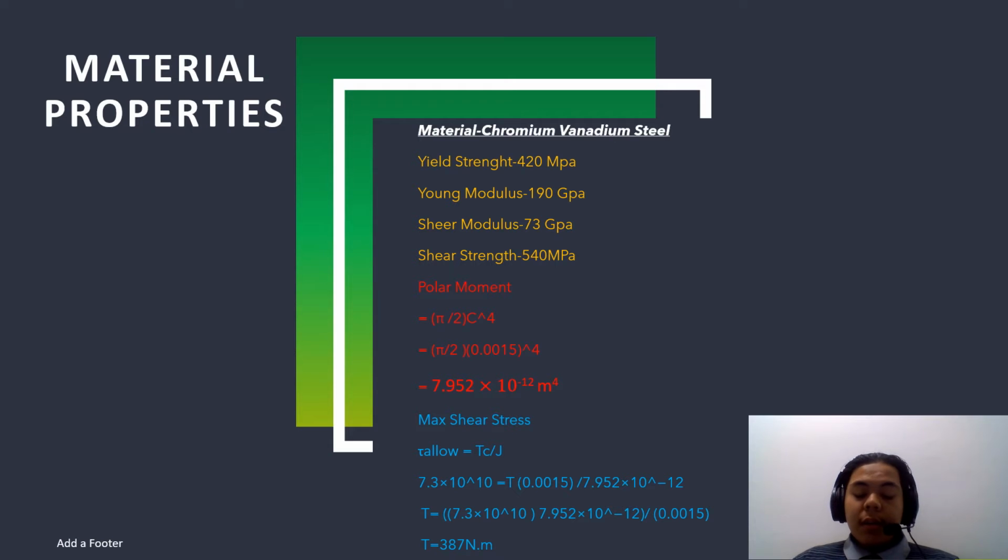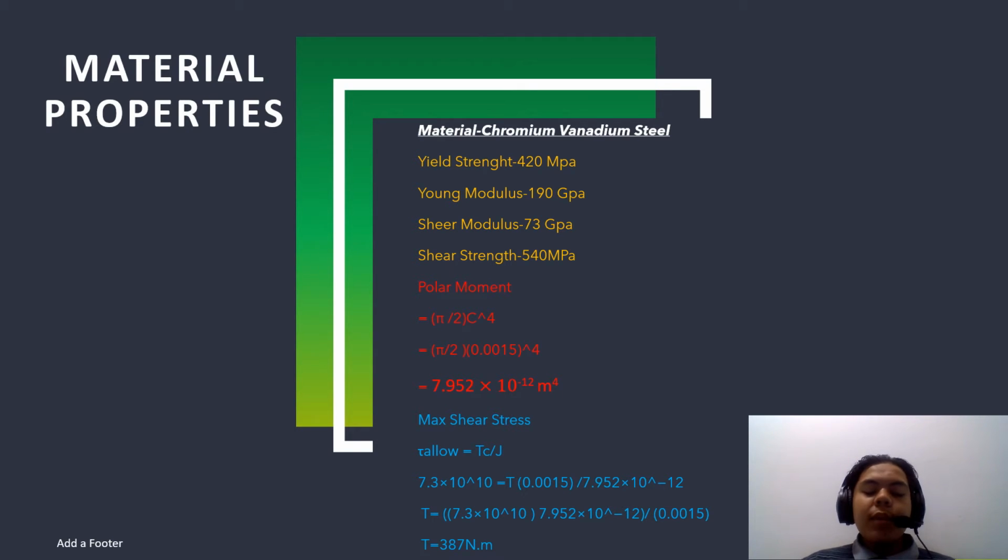From our research, we have found that the common material used for screwdrivers is chromium vanadium steel. The material properties are: yield strength is 420 megapascal, Young's modulus is 190 gigapascal, shear modulus is 37 gigapascal, and lastly the shear strength is 540 megapascal.